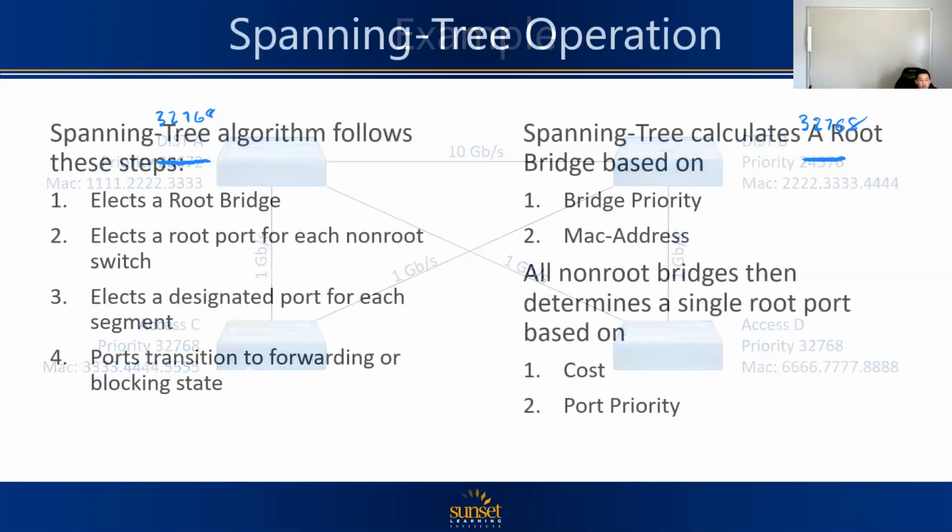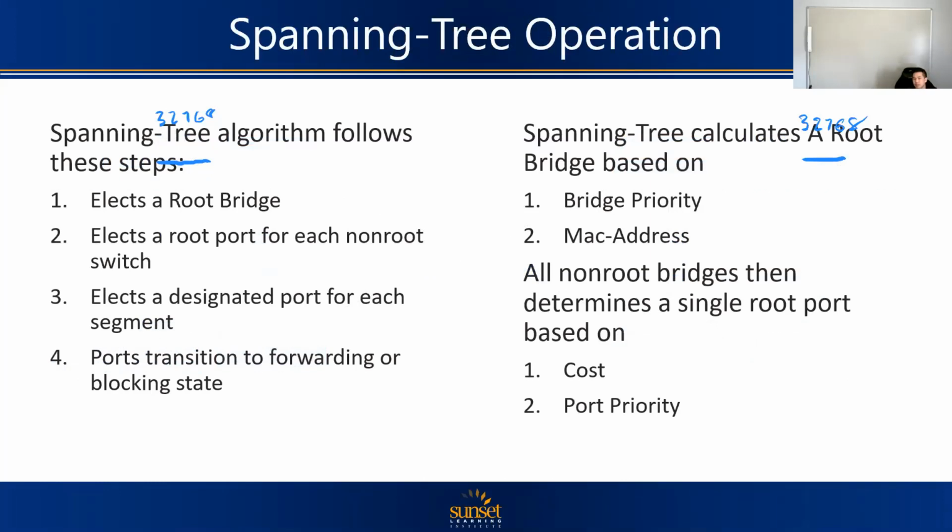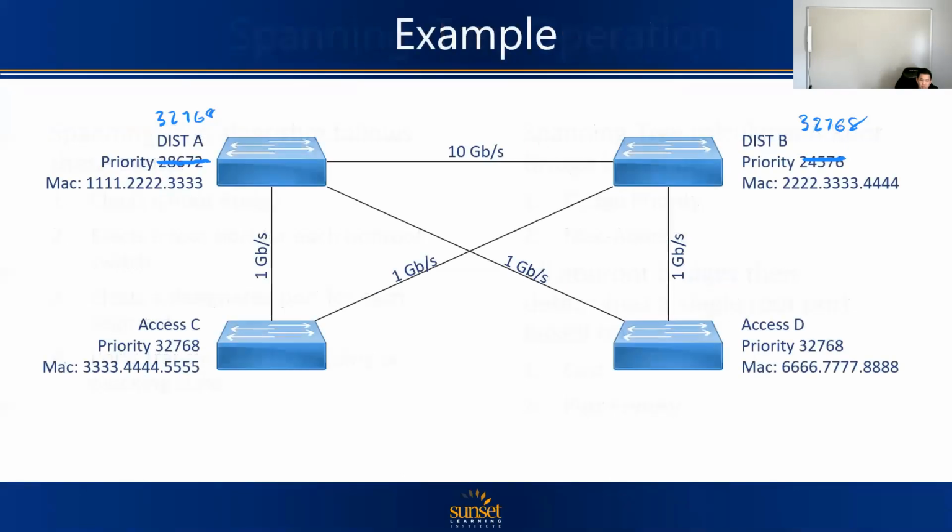That's actually what the second option is for spanning tree calculation, okay? So in this case, the switch with the lowest MAC address would become the root bridge instead. In this case, that would be distribution A because its MAC address starts with 1111. This starts with 2222, this is 3333, this is 6666, okay? So we know that the root bridge is going to be distribution A in this particular scenario.